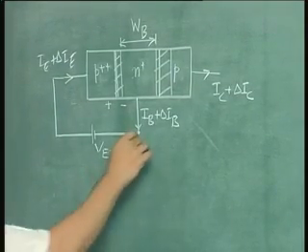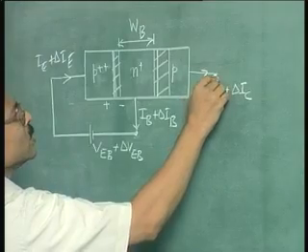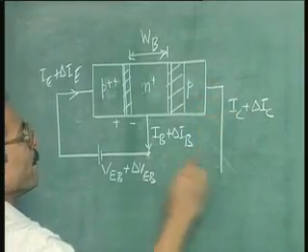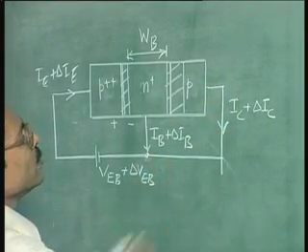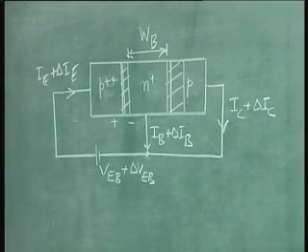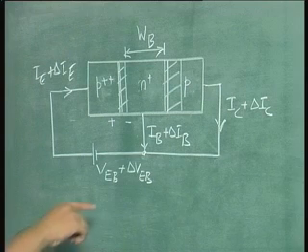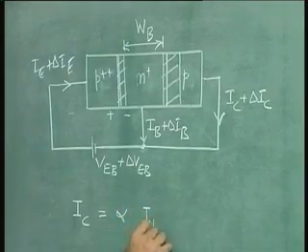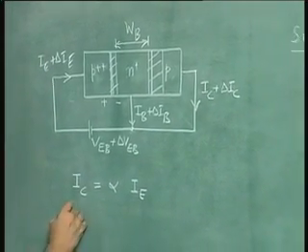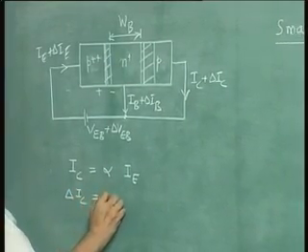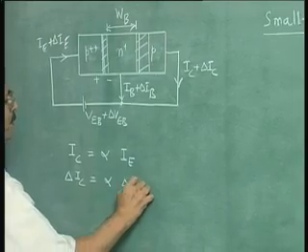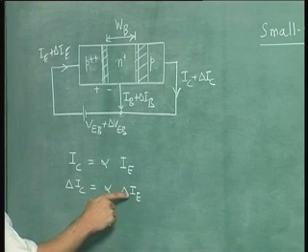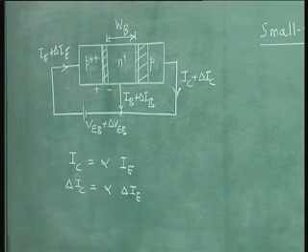Now to begin with, we will assume that the collector base junction is zero biased. So here, this is shorted. So what we will do now is, if you start with the equation IC is equal to alpha times IE, then we know that delta IC is equal to alpha times delta IE. Now this is the first step. Now what is delta IE in response to delta VEB? That is what we need to see.